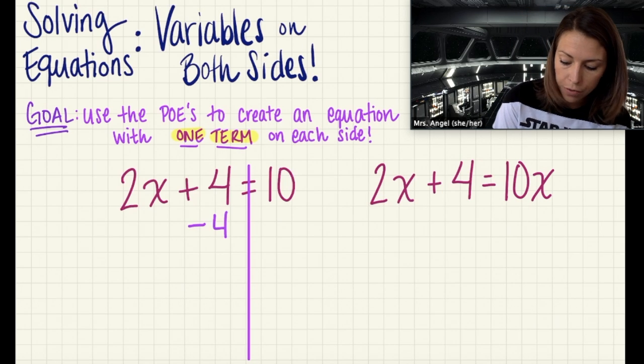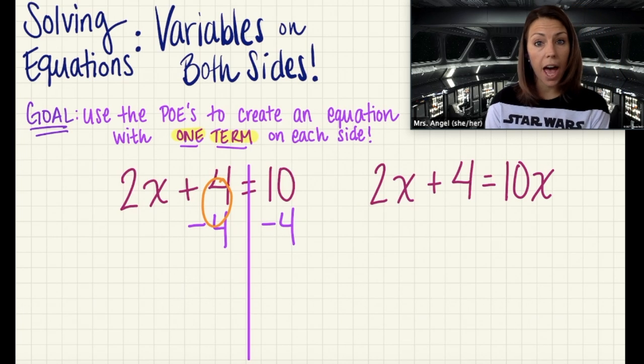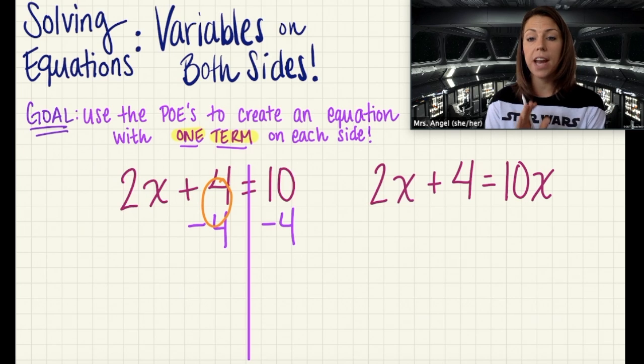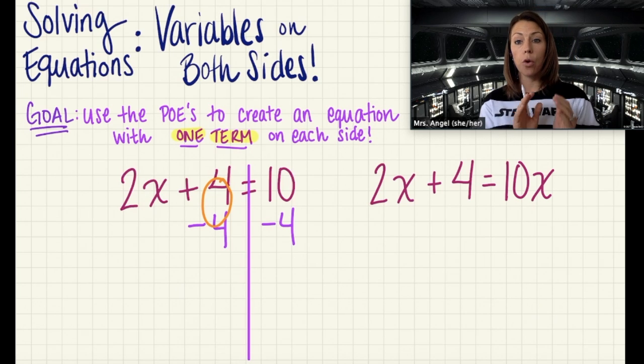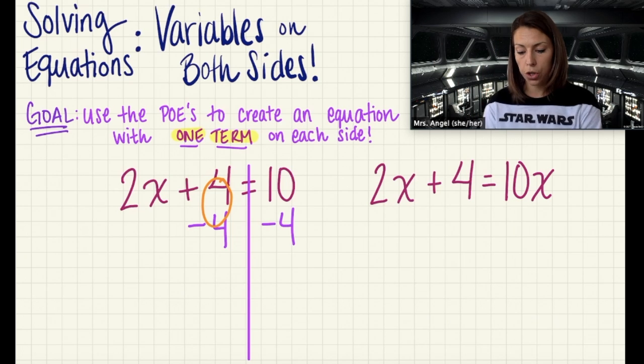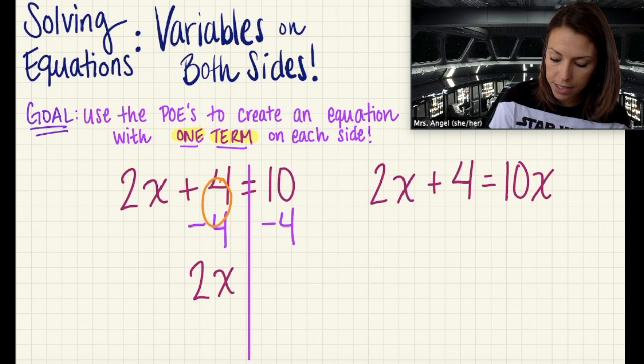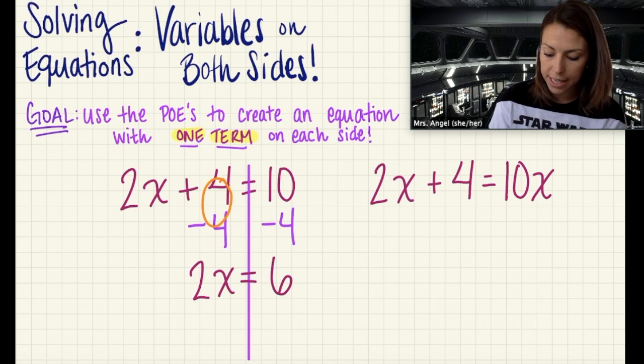We're going to subtract 4 from both sides of this equation, creating a 0 term out of the 4 on the left. Notice that we've now gone down from originally 2 terms on the left to a single term. That leaves us with 2x on the left, and 10 minus 4 is 6 on the right.